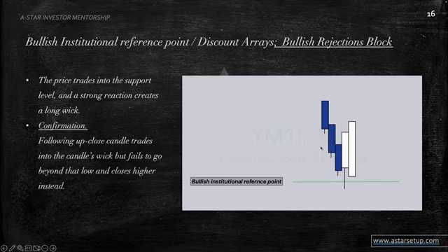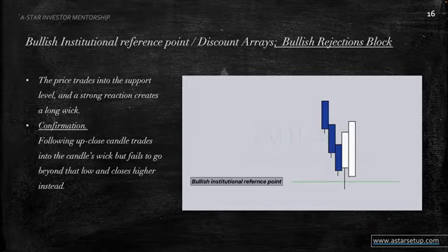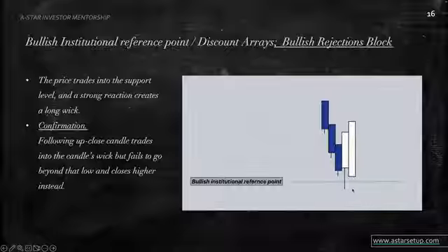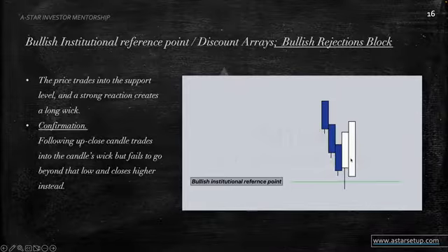Now, the confirmation is in the next candle. So the following up close candle needs to trade into that candle's wick. But just like the bearish rejection block, with this bullish rejection block as well, we do not want to see price trade lower than that low. In other words, we want to see this candle, just as it did, trade into this candle's wick, but it must not cross the low. If it does cross the low, then it invalidates this bullish rejection block setup.